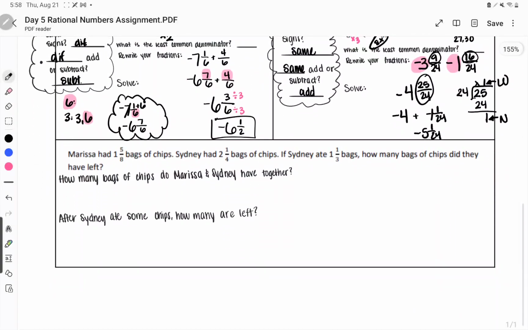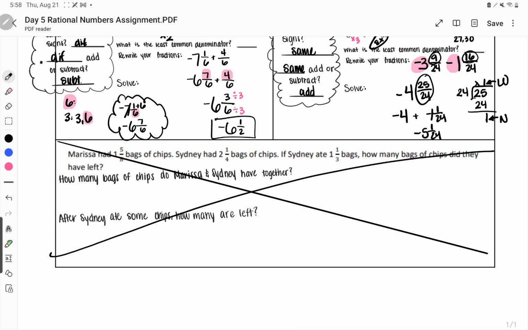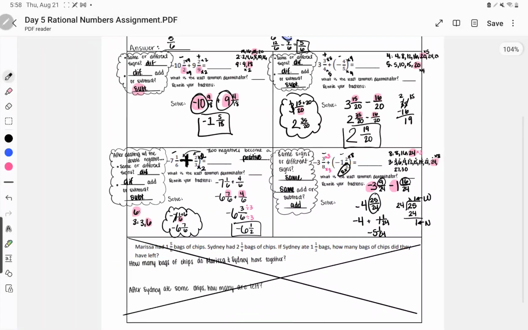Last question. Marissa had 1 5/8 bags of chips. Sydney had 2 1/4. We're actually going to skip this question because I just don't think it's necessary. Okay, that's it.